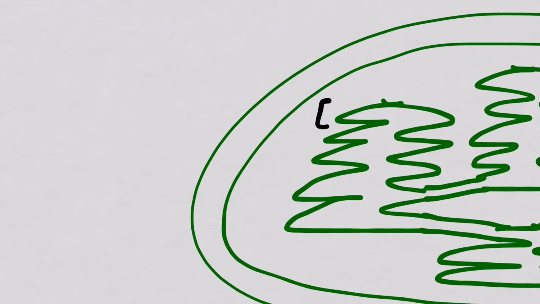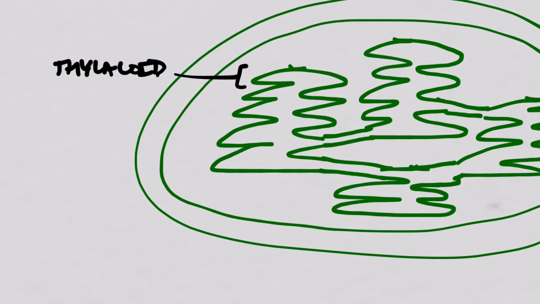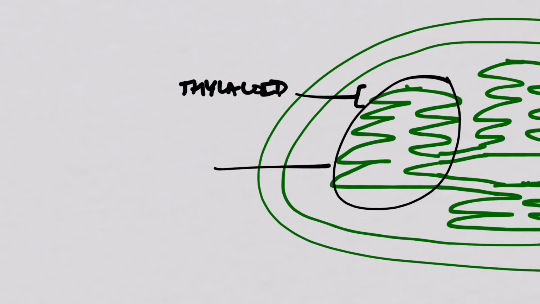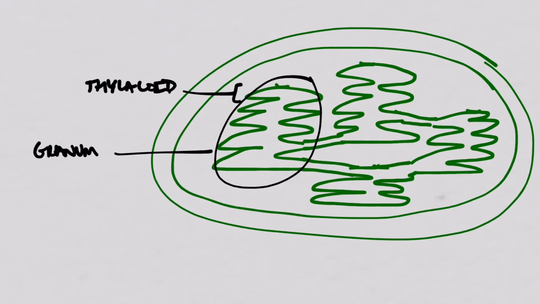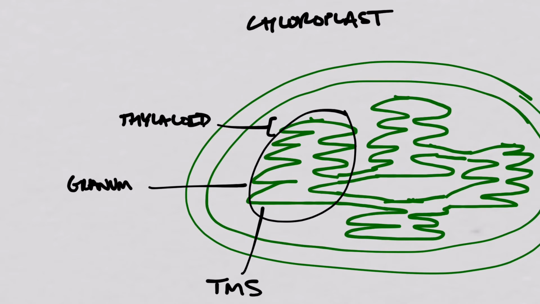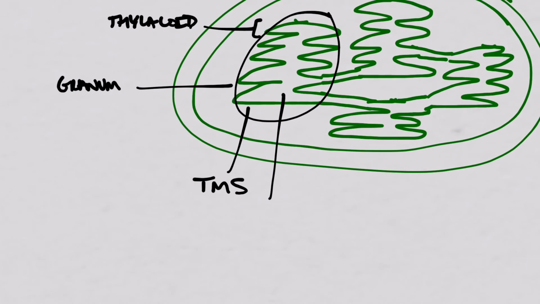One of these is called a thylakoid. A stack of them would be a thylakoid stack, and it's also called a granum. So a stack of these things is a granum. And the thylakoids, this membrane, compose the thylakoid membrane system, or the TMS. Inside the thylakoid is called the thylakoid lumen.